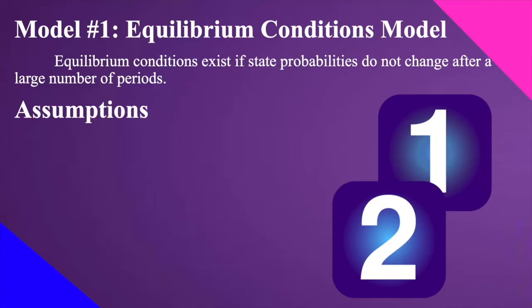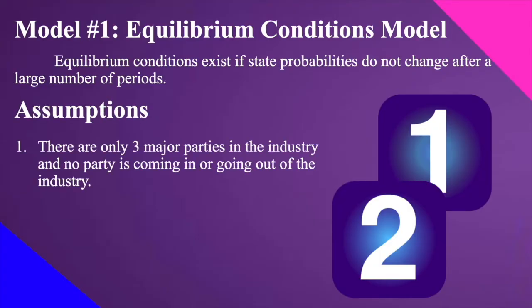For the assumptions natin for this first model, there are only 3 major parties in the industry and no party is coming in or going out of the industry. So, ito, kung sa game theory, we have their duopoly to players. Dito po sa first model ng ating Markov, which is equilibrium conditions model, we have 3 major parties. And hindi mapapalitan itong 3 major parties na yan, no, sa ating buong model na gagawin. From the first part up to the last part, sila pa rin yun. Walang aalis, walang madadagdag. Okay?